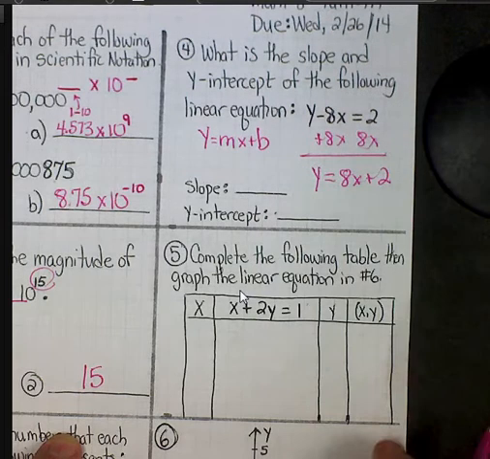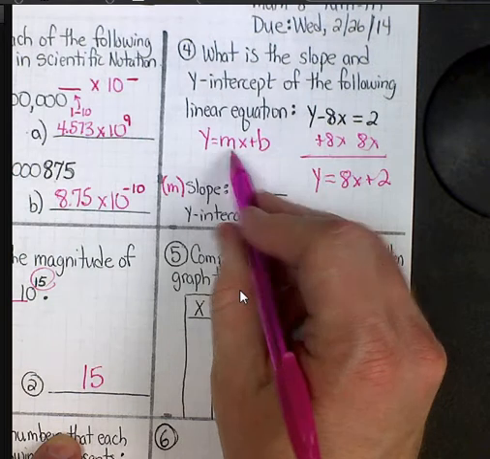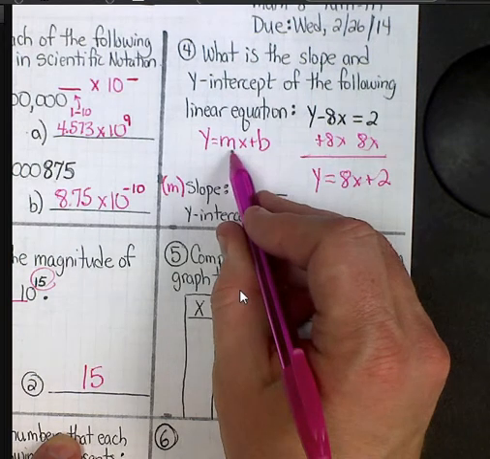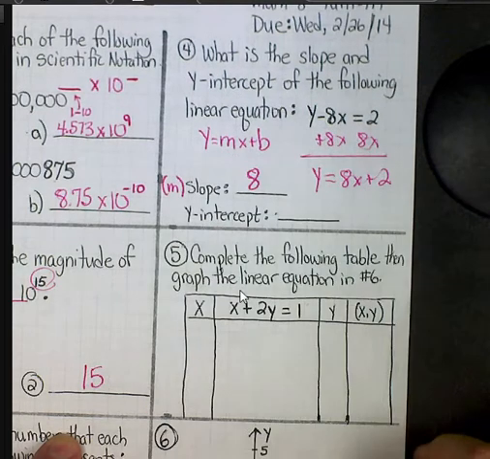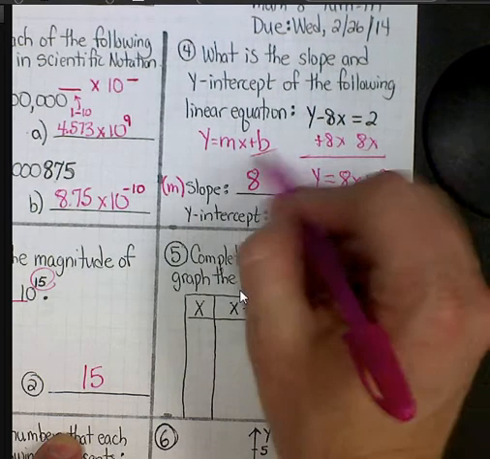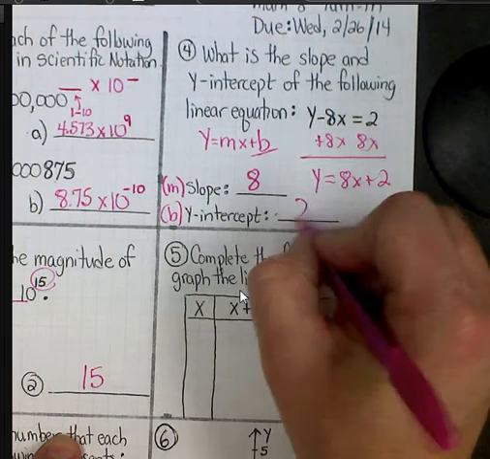Well, I'm looking for my slope. My slope is my m value. M is the number in front of x, not the entire expression. The number in front of x is 8. There's my slope. My y-intercept, that's the b, and the b in this equation is simply 2.